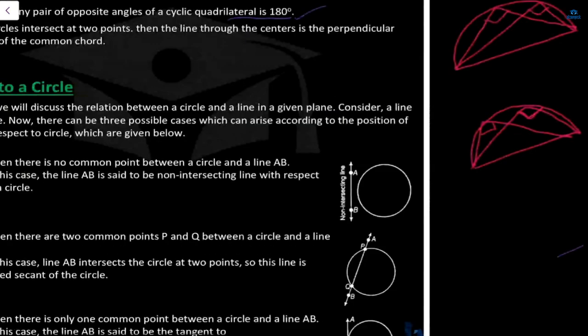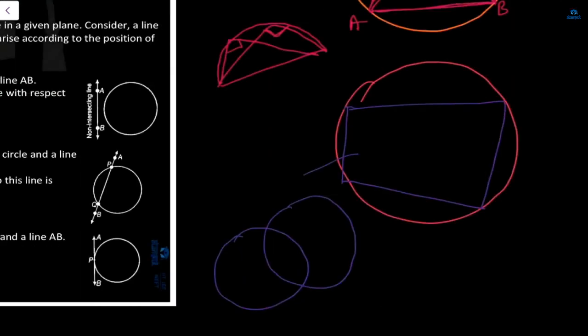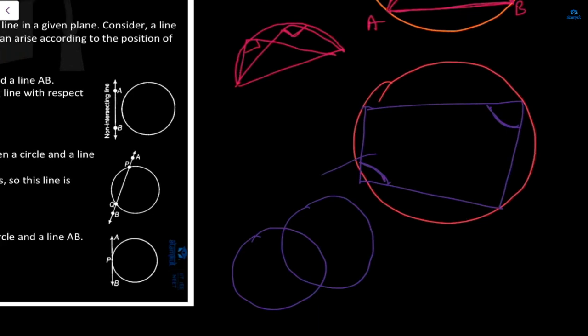Ma'am, can you explain that the sum of opposite angles in a cyclic quadrilateral is 180? I still have a bit of doubt about that one. Yes, in a cyclic quadrilateral, the opposite angle sum will be 180. Okay, fine. And the last point, what does it say here?